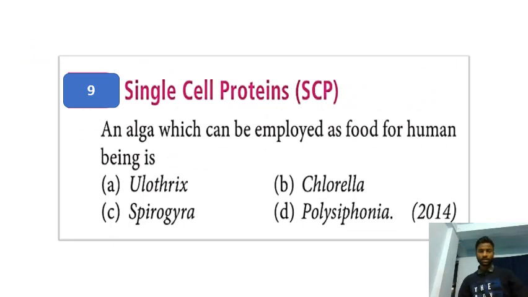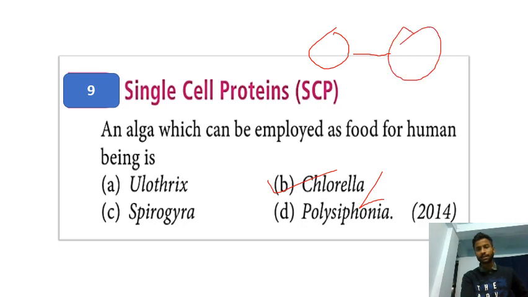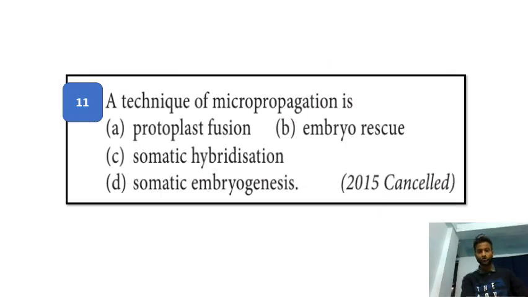Single cell protein: an alga which can be employed as food for human beings is Oedogonium, Spirogyra, Polysiphonia, Chlorella. This is the answer, Chlorella. Like Chlorella, Spirulina algae are used as single cell protein. First understand what single cell protein is. A cell is converted into a mass of cells. This mass of cells produces protein. These proteins are used as edible food by humans and animals. This is called single cell protein.